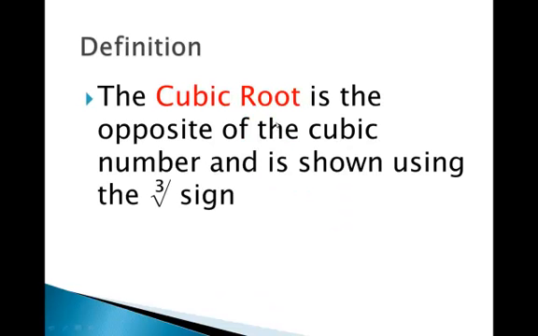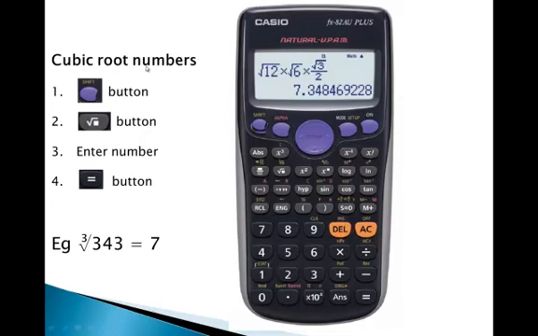The definition of a cubic root is the opposite of the cubic number, and it's shown by the cubic root sign. To calculate the cubic root, you'll use your shift button, which is here. So you press shift and then you press the square root button, which is here. Then you enter the number and press the equal sign. So to find the cubic root of 343, you would press shift followed by the square root button, followed by 343 and the equals button. And you would get the answer as 7.